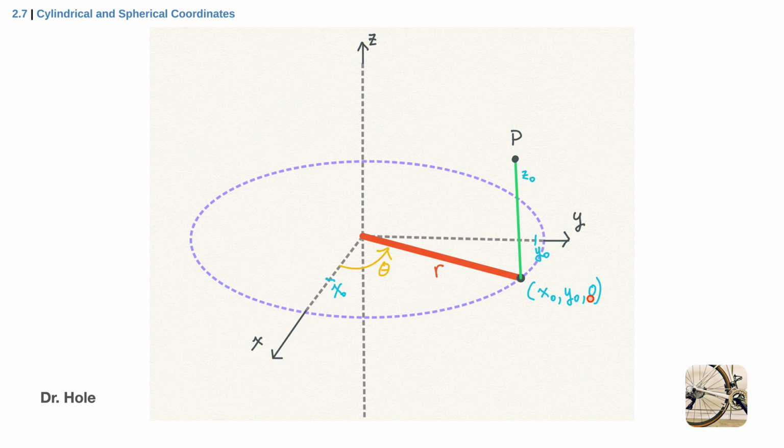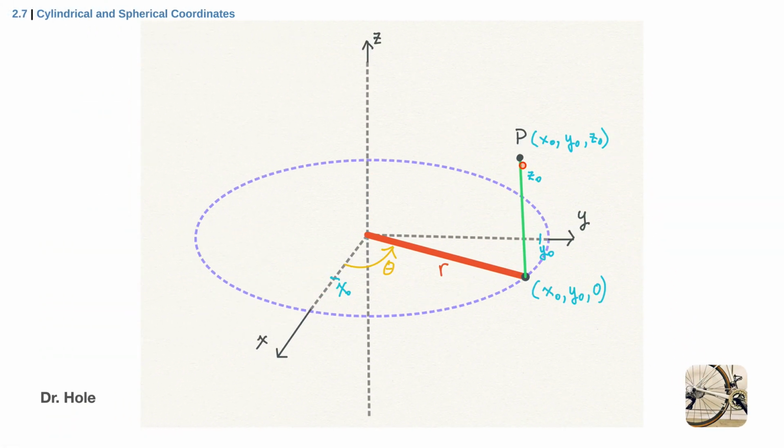Allow the z-coordinate to take any value you like. Here we've drawn it such that the z-coordinate is taken to be positive. This point P then has coordinates x0, y0, z0. These are rectangular coordinates.